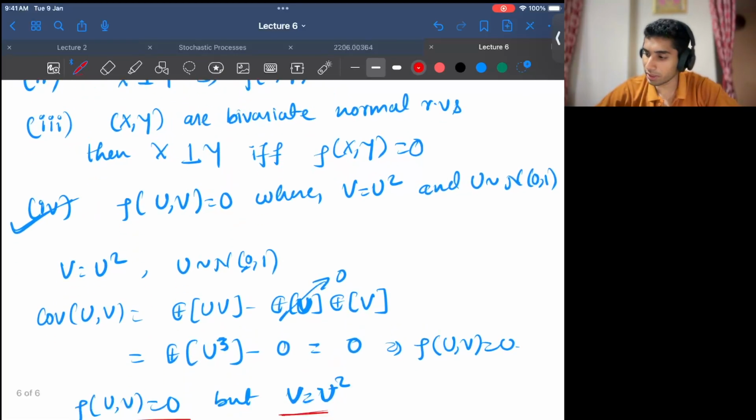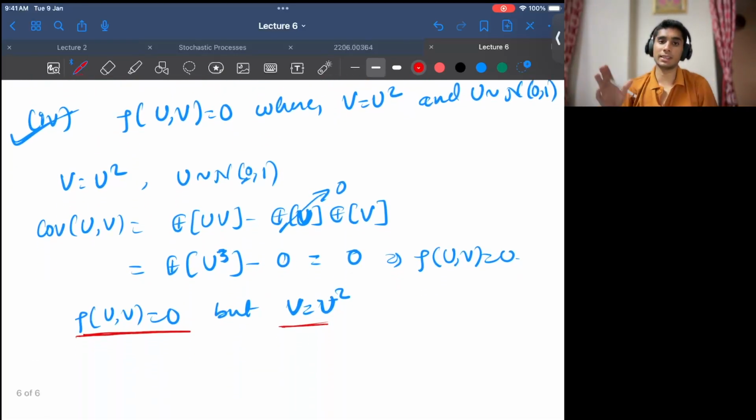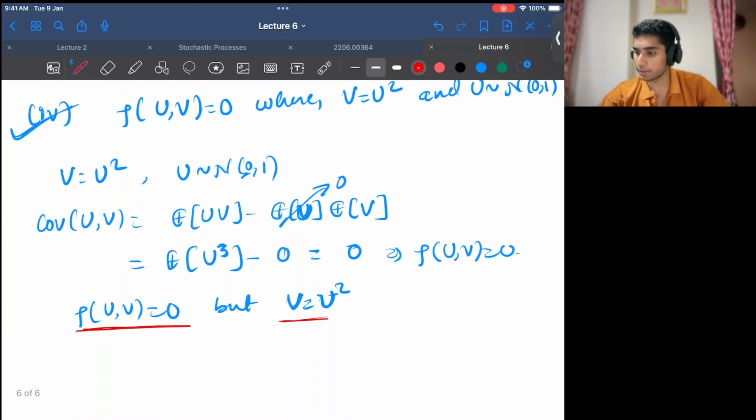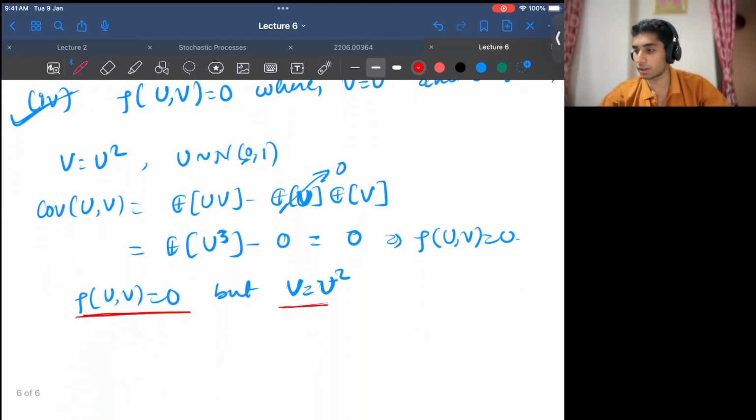Correlation and covariance always capture the linear dependence. If they are linear, you get correlation to be 1, and it captures linear correlation. It doesn't capture the non-linear correlation. So this example actually tells us a counter example of how two random variables can be uncorrelated but not independent.